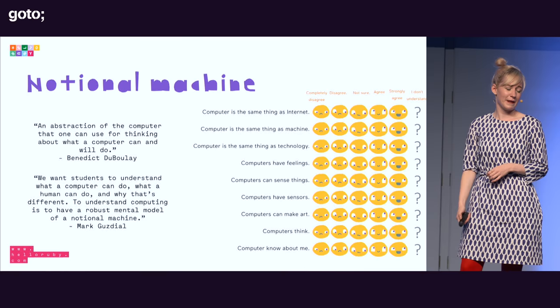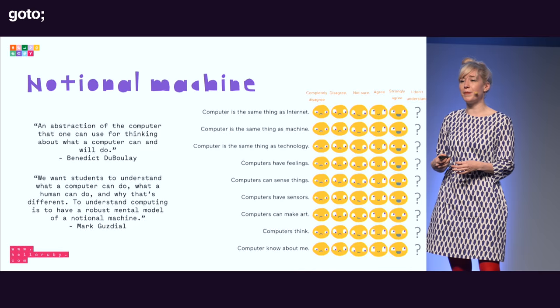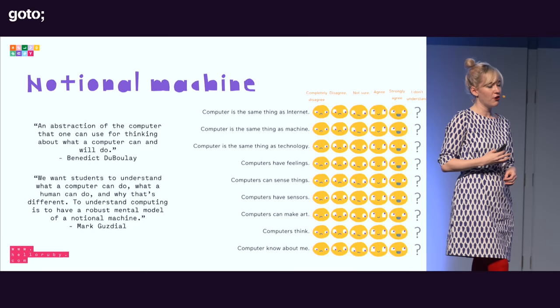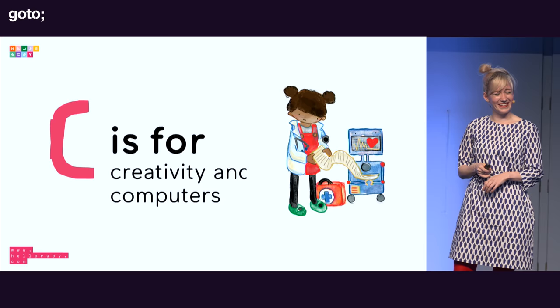And this is important, because I think far more important for the future than having the ability to code is having a very robust idea of a notional machine, a very, very robust mental model of what a computer can and will do, what humans are good at, and what computers are good at. And this brings us to the final letter, which is C, and it is for creativity and computers.